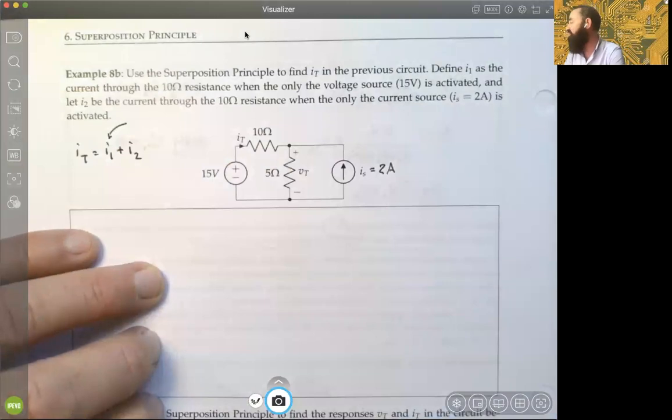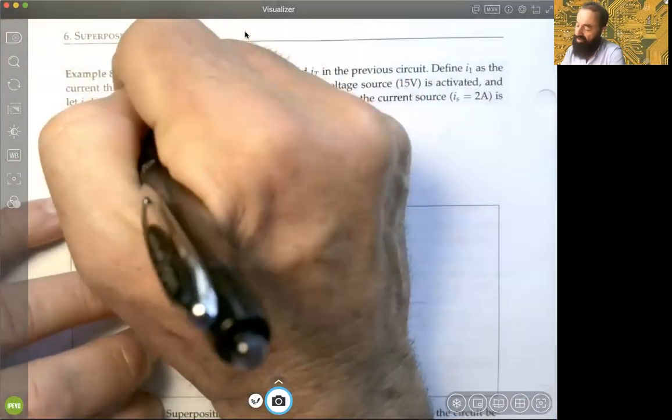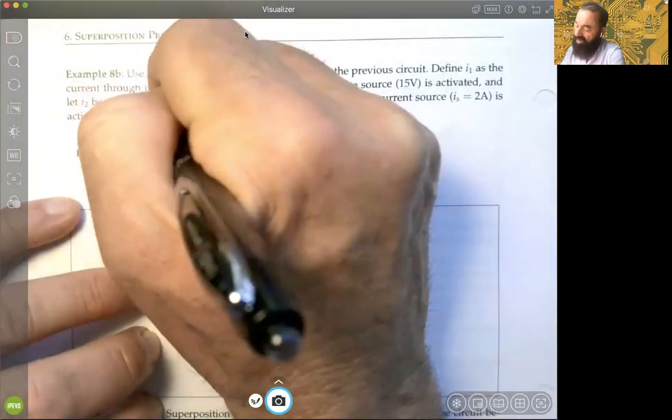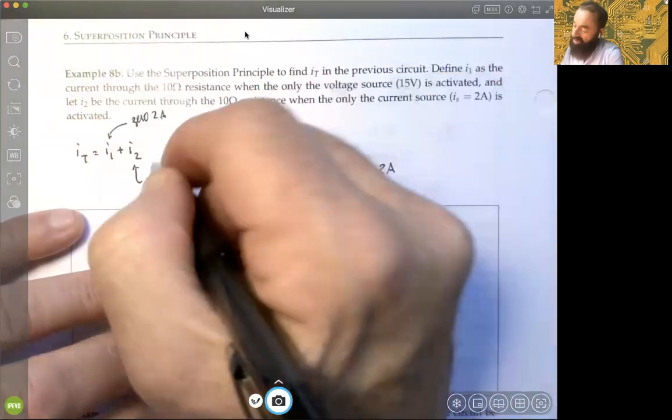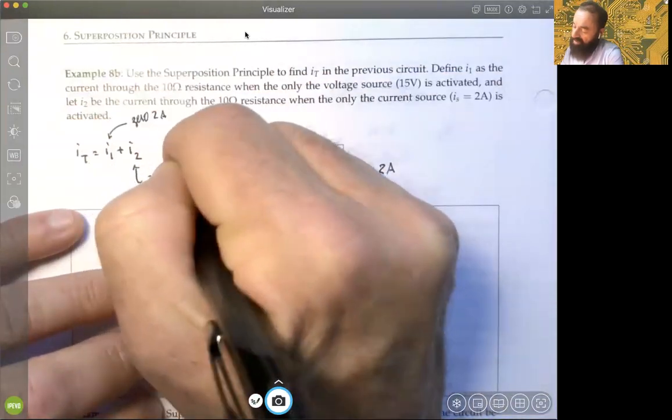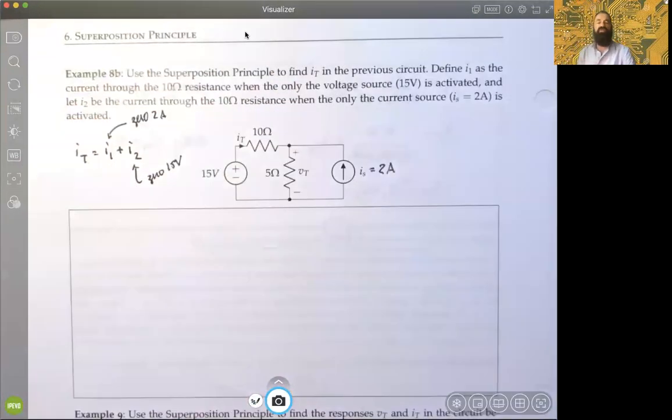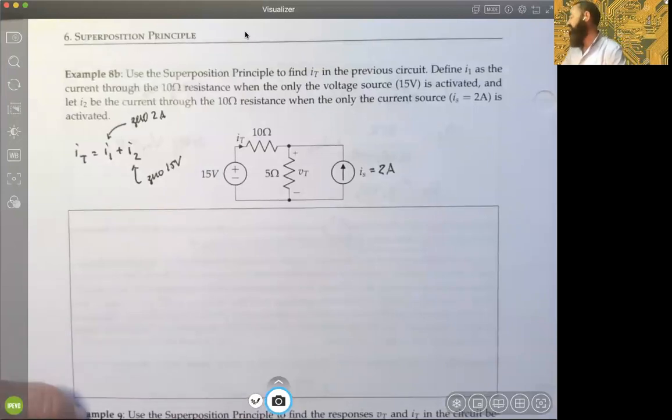So we're going to say I1 is the response we get when we zero the 2 amp source. And we'll say I2 is the response we get when we zero the 15 volt source. So it's just maybe a handy way of noting which response we are getting first and which one we are getting second, so that we don't get confused and keep things in order, right?